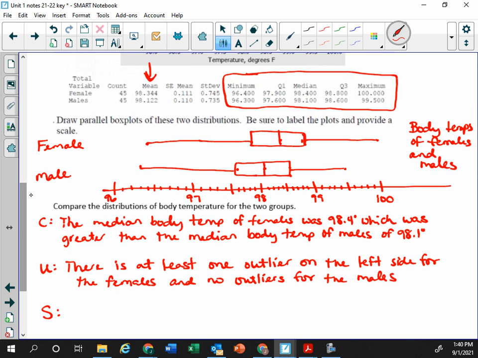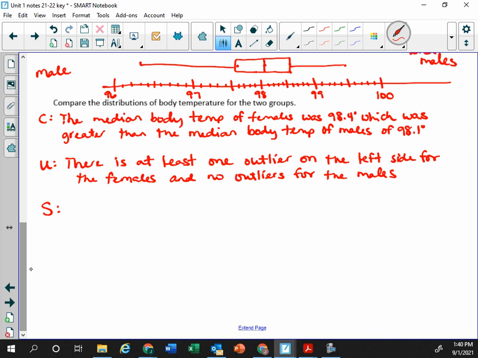So if your mean and median are very different, that tells you you've got a skewed distribution. If I look here for the females, the mean is 98.344, and the median is 98.4. Those are almost exactly the same. And for the males, it was 98.122 and 98.1. Do you guys see what I'm looking at here, the mean and the median? When they're that close, that's telling you, okay, I've got a pretty symmetric distribution. So that's what I would say, and you can kind of clump them together.